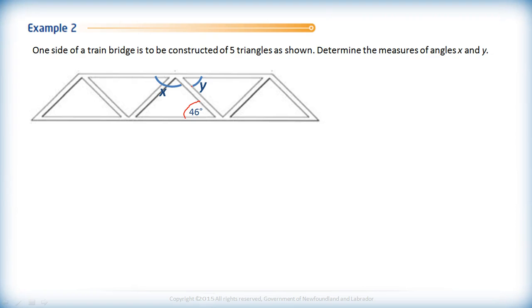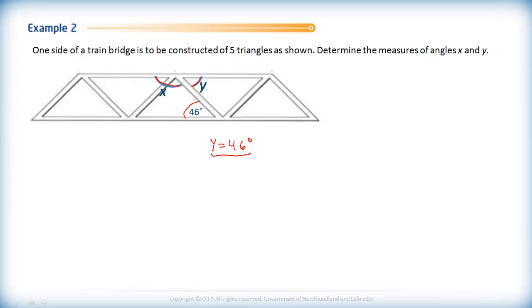Well, I think this one looks like they should be corresponding, right? So Y should correspond to 46. So if that's the case, then Y should be equal to 46 degrees. Well, that's an easy question. What about X? Well, let's see.